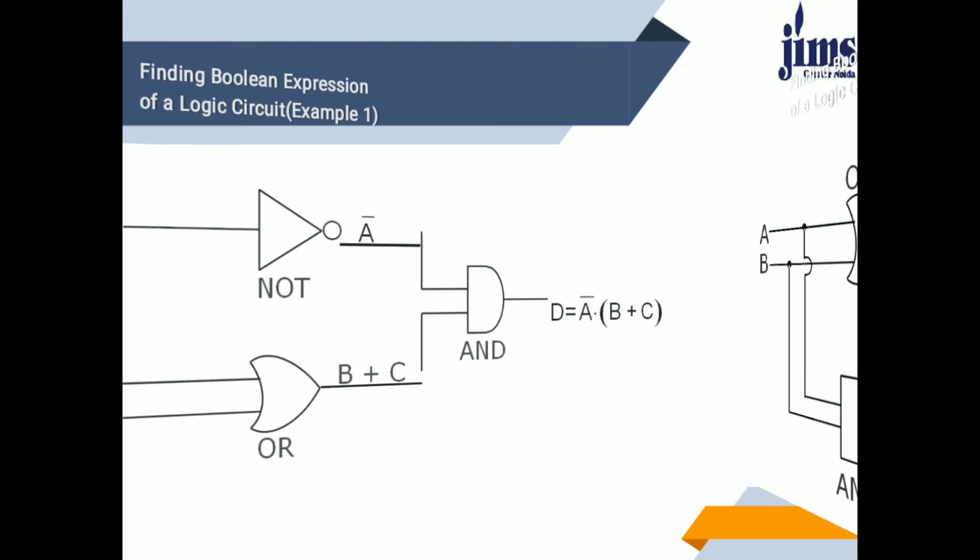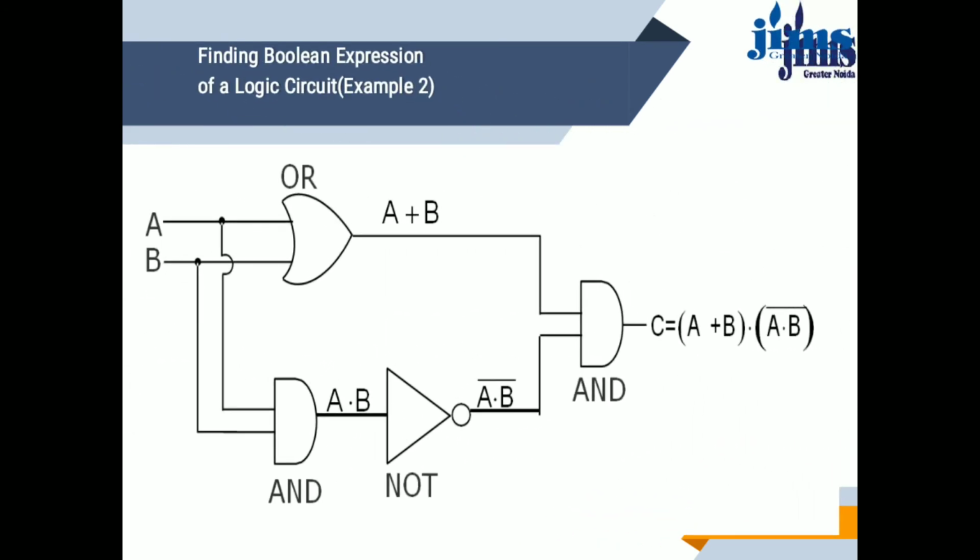This was example 1. Let's take another example. Here I am giving input to the OR gate, which generates an output of A plus B, and the output of the NOT gate is (A dot B) complement. After passing through the AND gate, both the inputs get multiplied, so I have multiplied. This is the way through which we can generate the Boolean expression of any logic circuit.